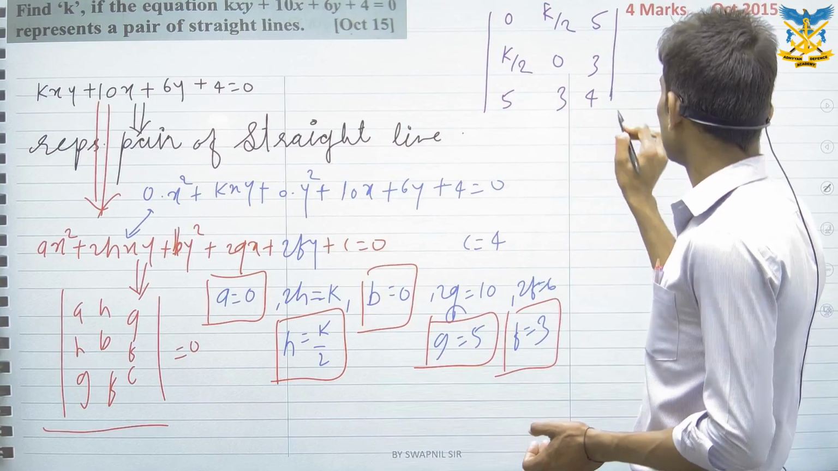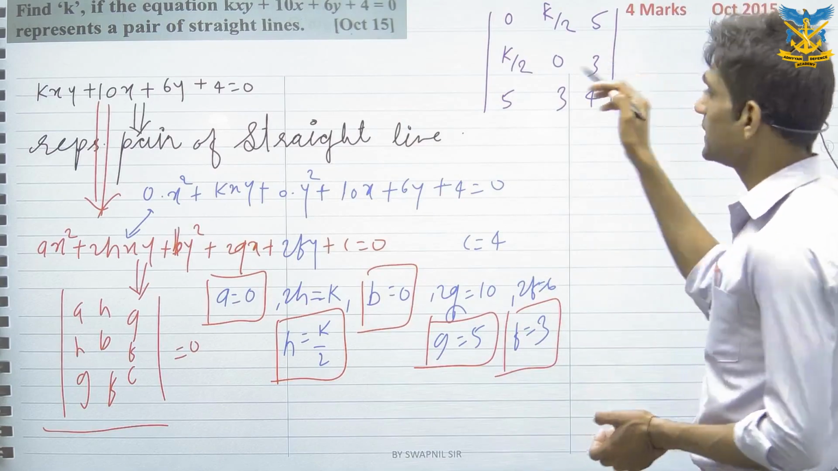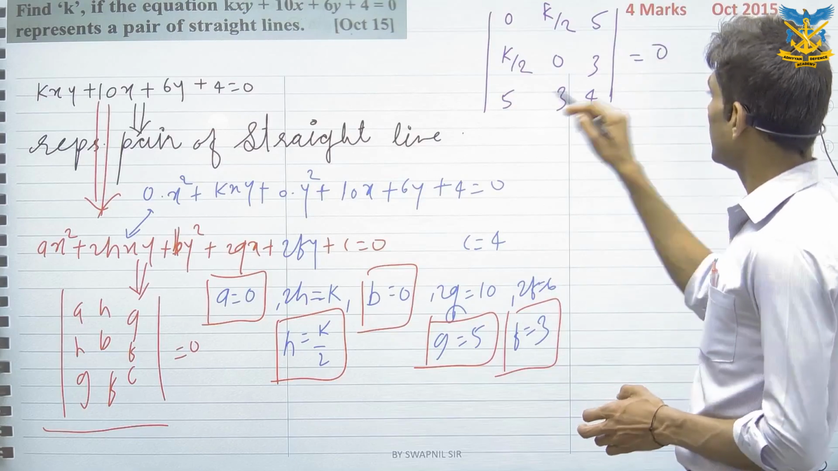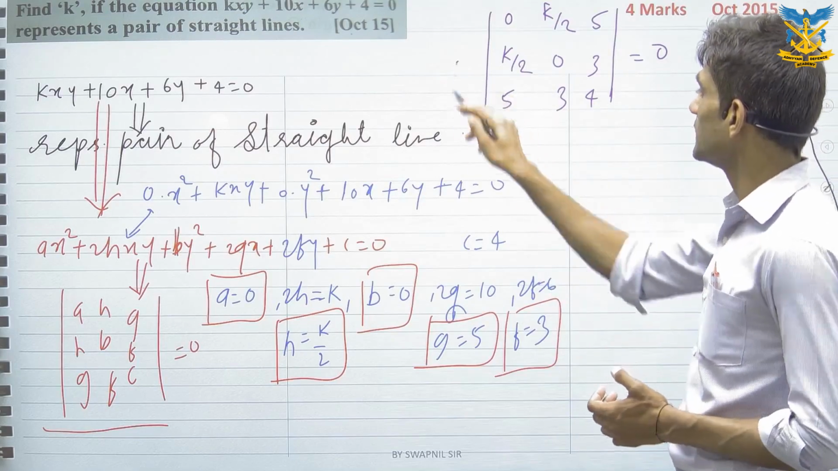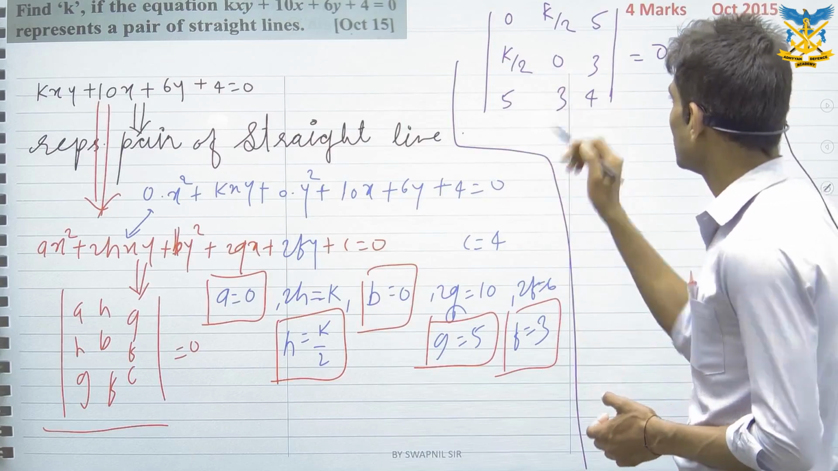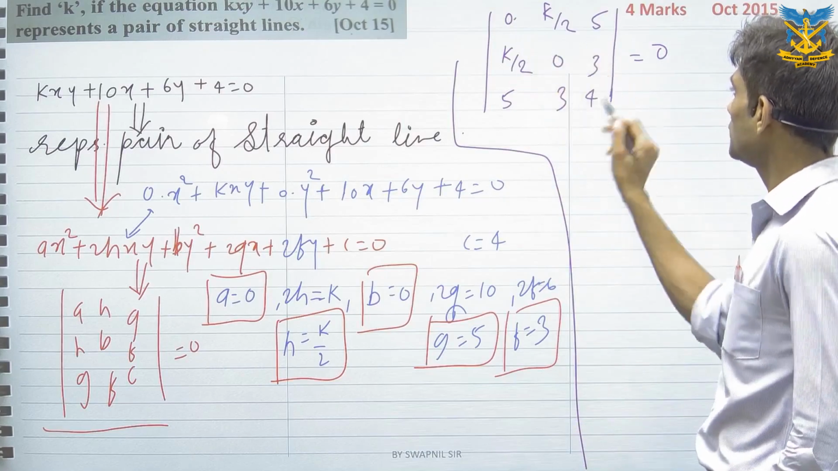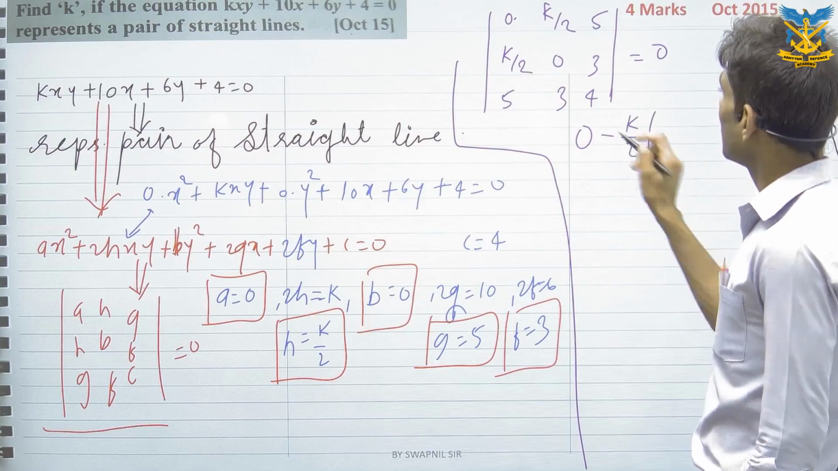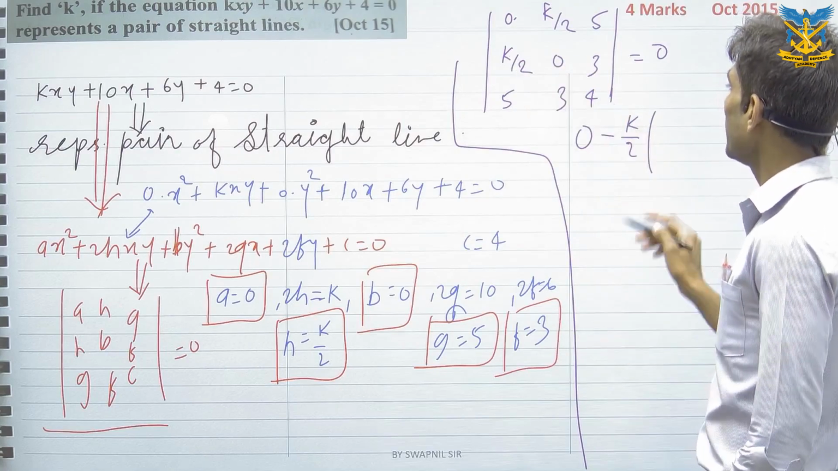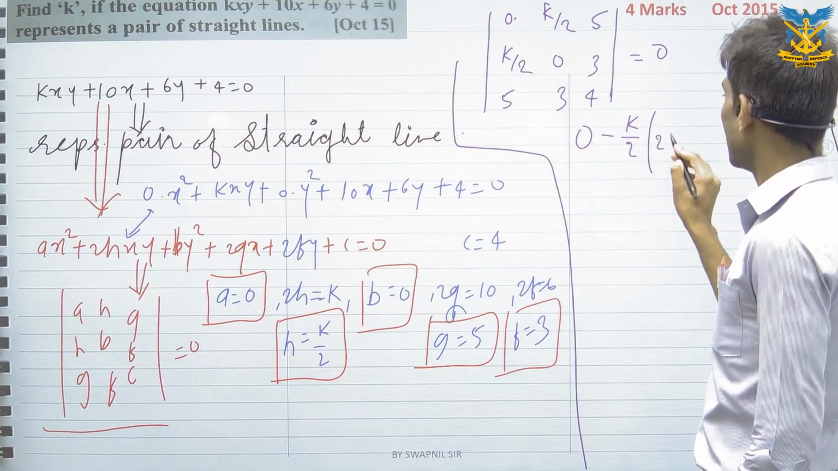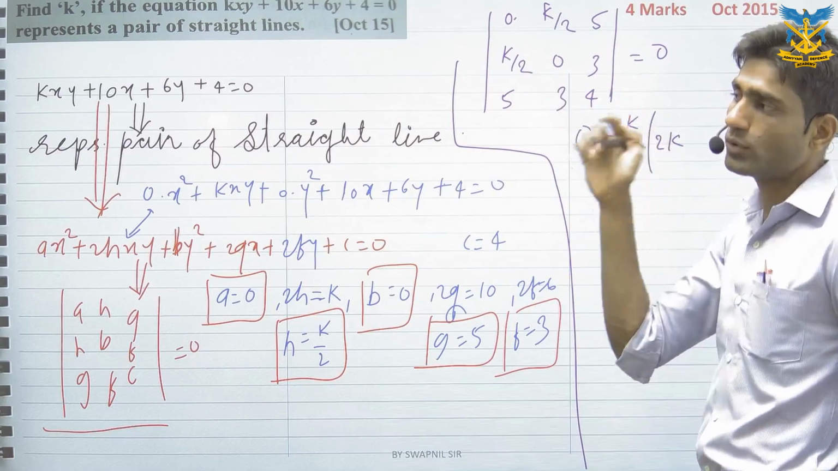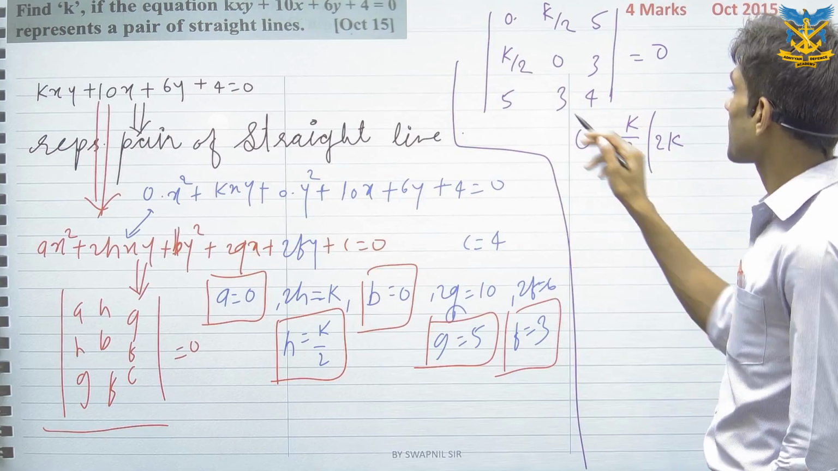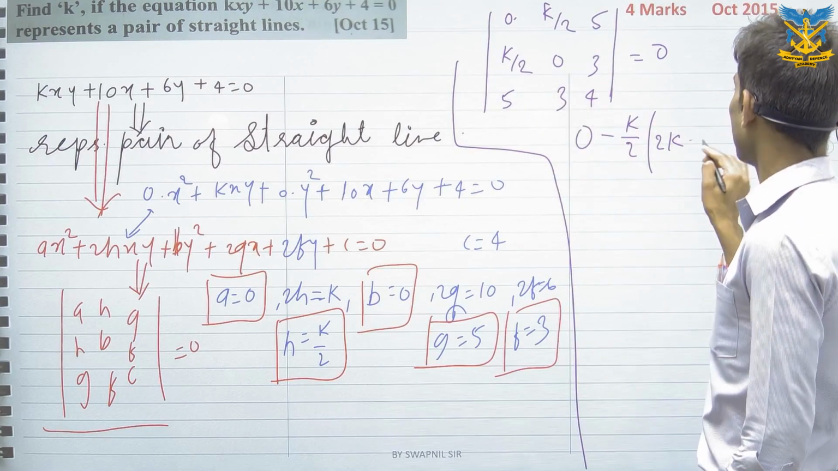Put all of these values here. If our equation satisfies a pair of straight lines, that means this determinant is always 0. Now go for finding the solution. We can see that 0 into this 2 by 2 determinant is 0. Next, minus k by 2 under determinant, k by 2 multiplied by 4. That means 2k remains here, since 2 fours are 8 and 8 divided by 4 leaves 2. Then 5 threes are 15, minus 15.